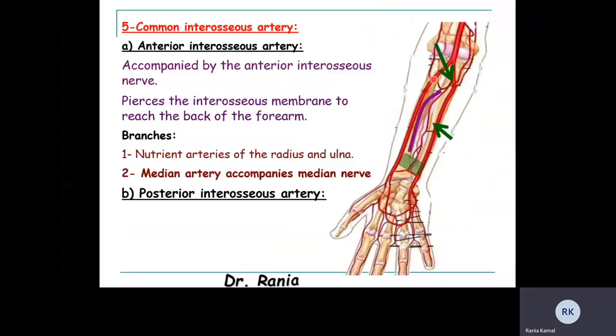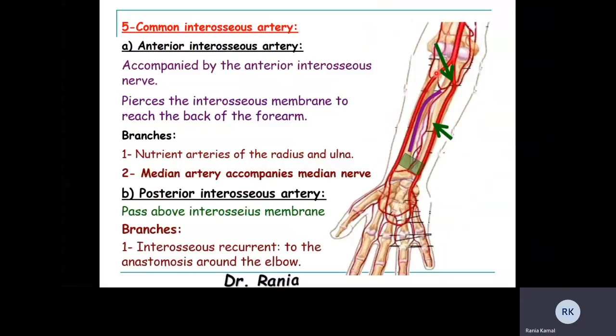The posterior interosseous reaches the back by crossing above the interosseous membrane, and among its branches, it will give the interosseous recurrent, which ascends upward behind the lateral epicondyle of the humerus.